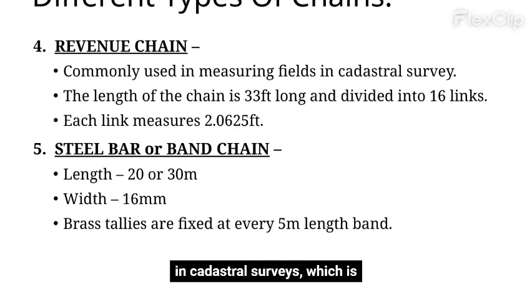which is 33 feet long and divided into 16 links, each measuring 2.0625 feet. It also mentions the steel bar or band chain, which is 20 or 30 m long, 16 millimeters wide, and has brass tallies fixed at every 5 m length.